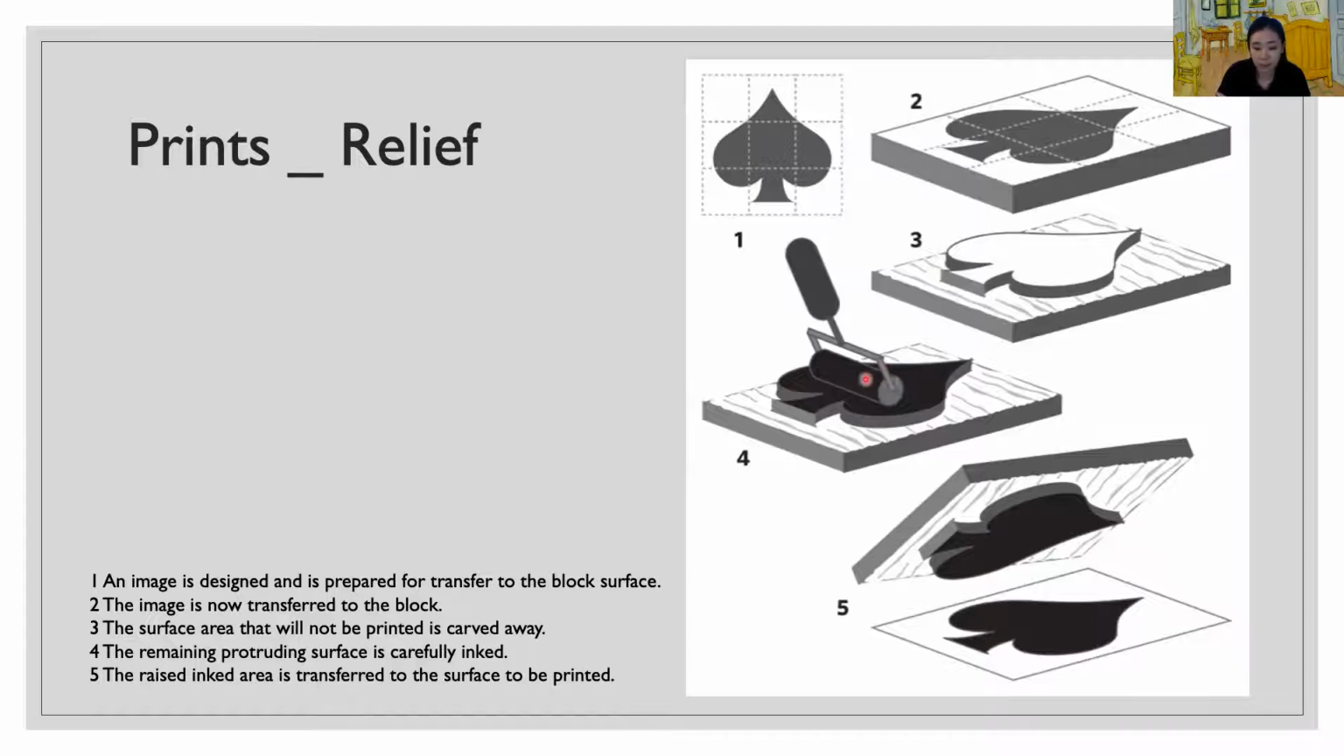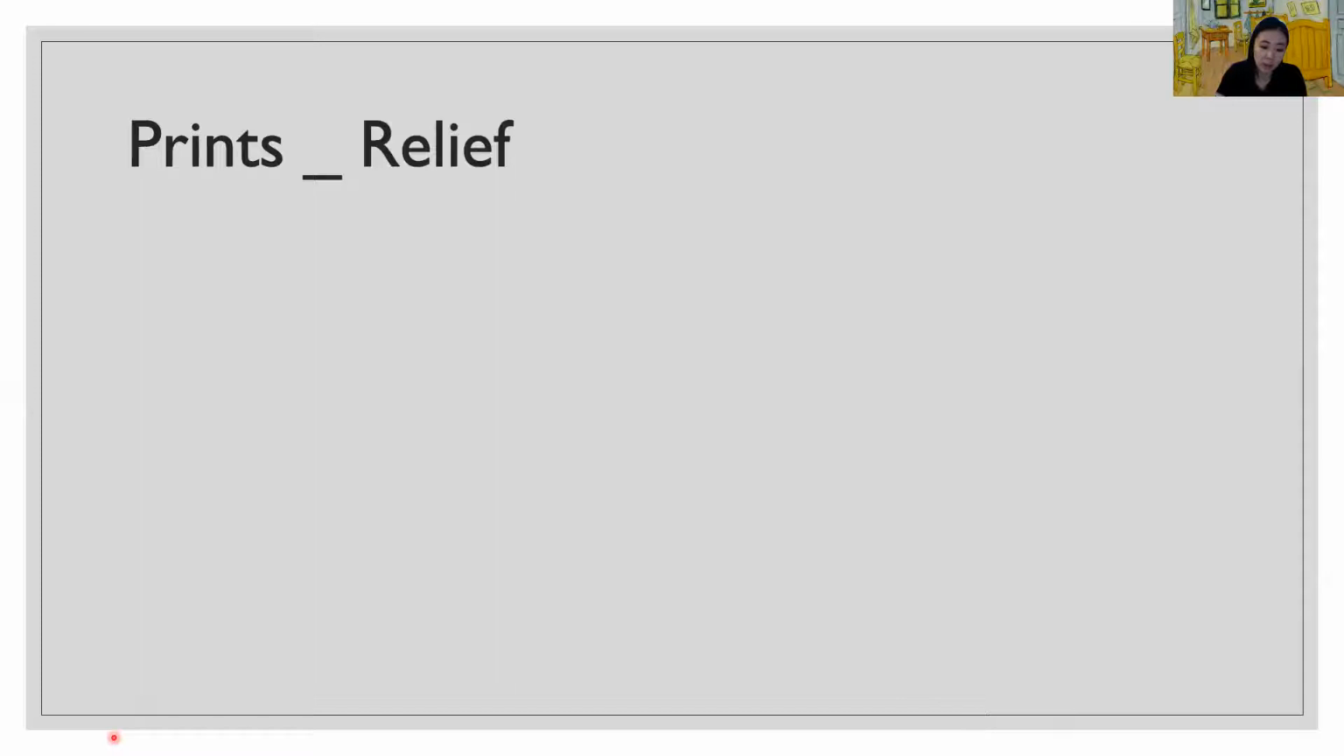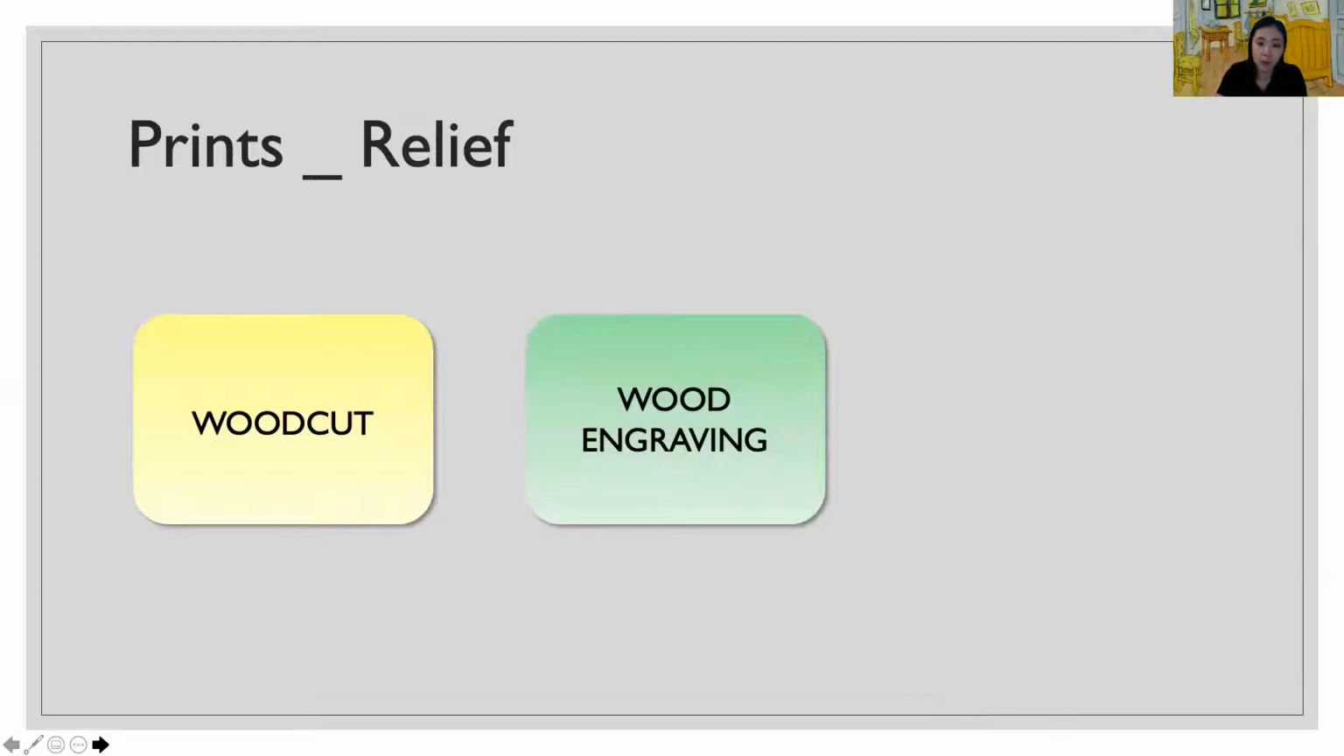And this raised area hold the ink. And lastly, the raised inked area is transferred to the surface to be printed. So that is the basic process of relief. And there are 3 popular ways of relief printing. So the first one is woodcut, and the next one we're going to see is wood engraving, and the last one is lino cut. So let's see one by one.